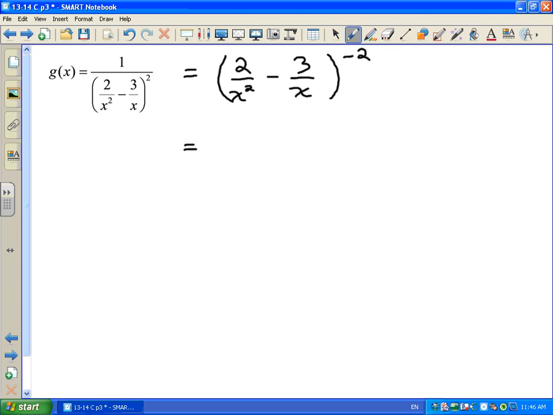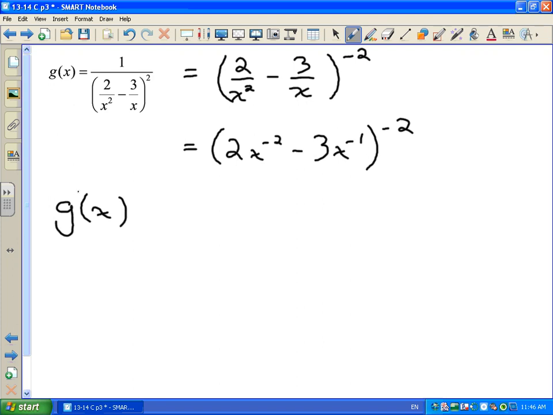What do you think? Yeah, same thing. I can turn those exponents into negative exponents. 2x to the negative 2 minus 3x to the negative 1, all to the negative 2. Once I've got it like that, let's take our derivative. So this thing in brackets is u.